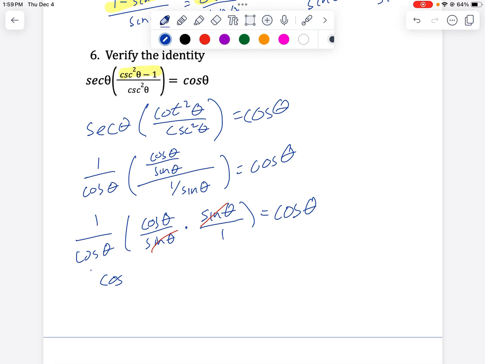This should be, are these squared? Yeah, these are all squared. My fault. Squared, squared, squared. Cosine squared theta over cosine theta, which equals cosine theta. A lot of cosines. Then this cosine cancels out with there. So I'm left with cosine equals cosine.